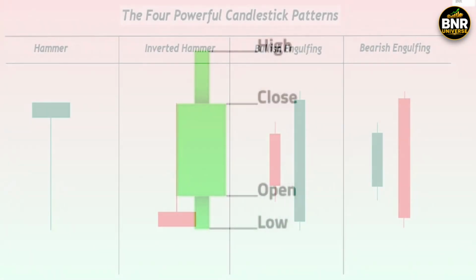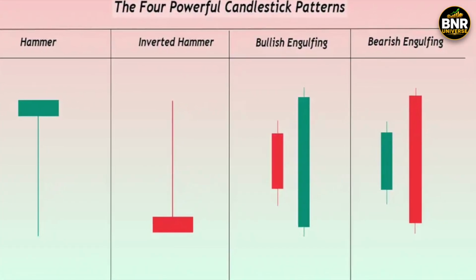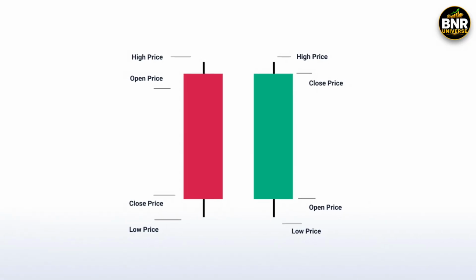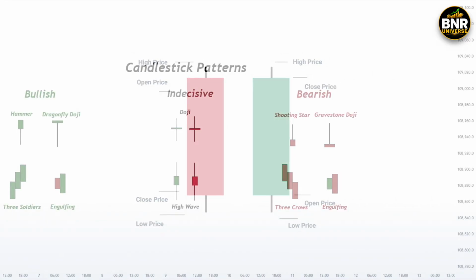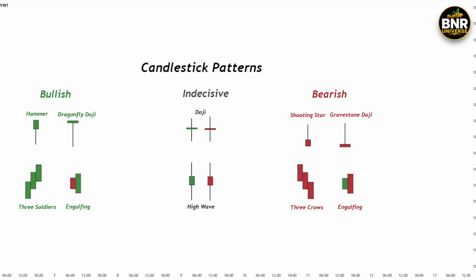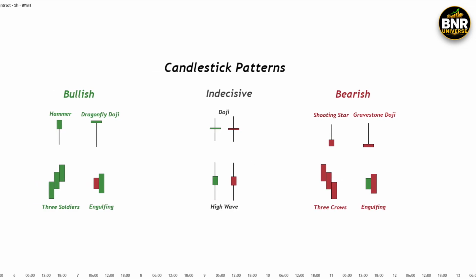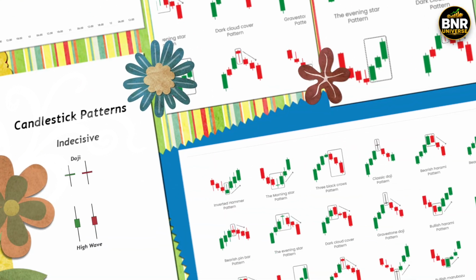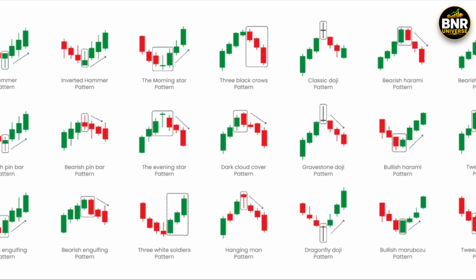Hammer. The hammer has a small body, long lower wick, tiny upper wick. Imagine the market falls sharply. Suddenly buyers step in and push the price back up. That creates a hammer. This often signals that selling pressure is weakening. It can indicate a possible upward reversal.